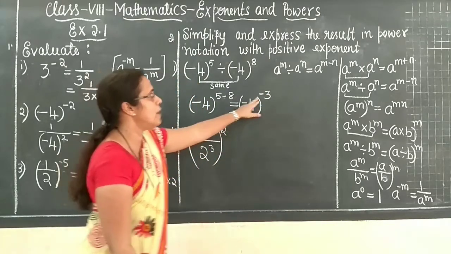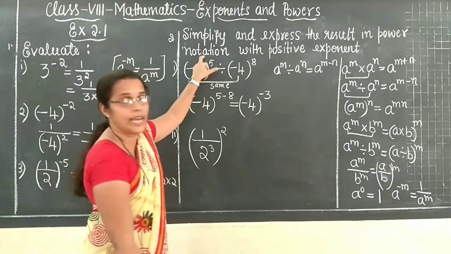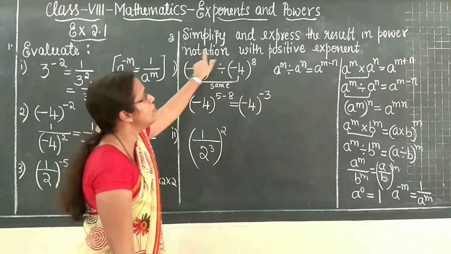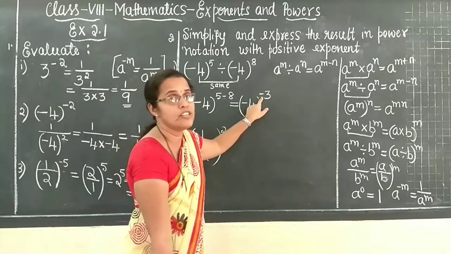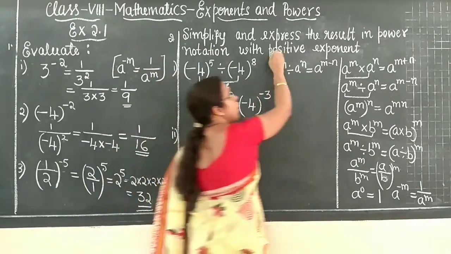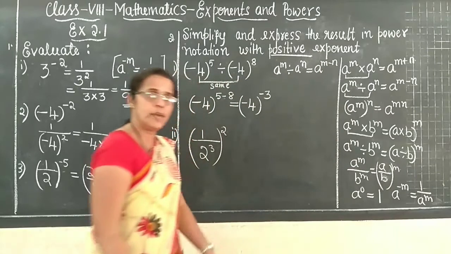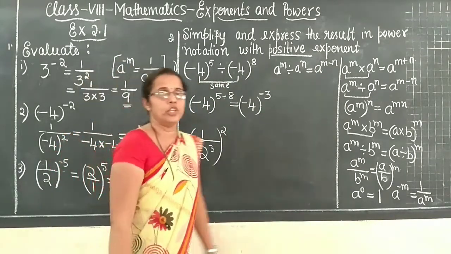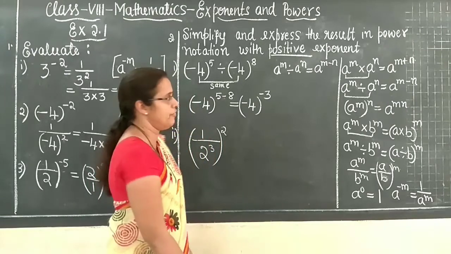See, I got the power notation. They said simplify and express the result in power notation. You are right, the power notation came. But is this a positive power? Is this a positive exponent? No, right? You have to bring a positive exponent. A negative exponent is difficult to calculate.